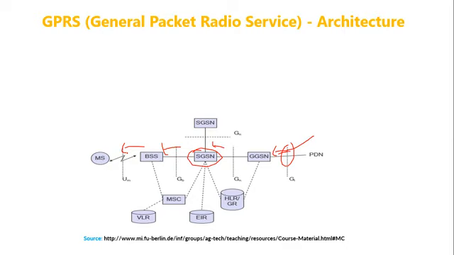The MSC is responsible for data transport in traditional circuit switched GSM. In the normal circuit switched scenario, the MSC is responsible for data transport, but in GPRS it is used only for signaling purposes.